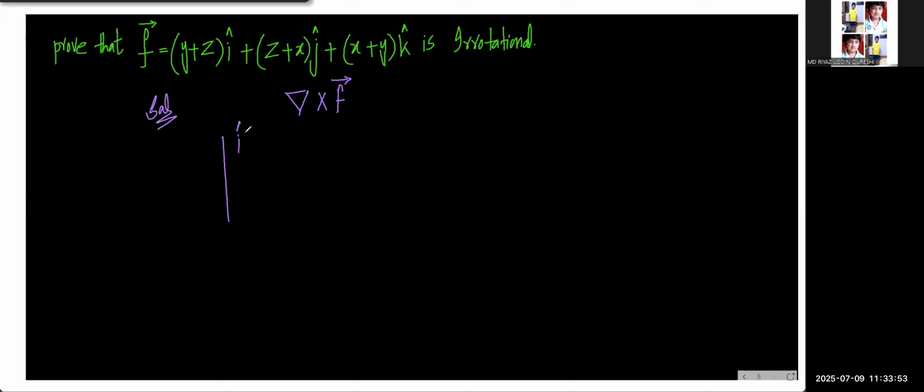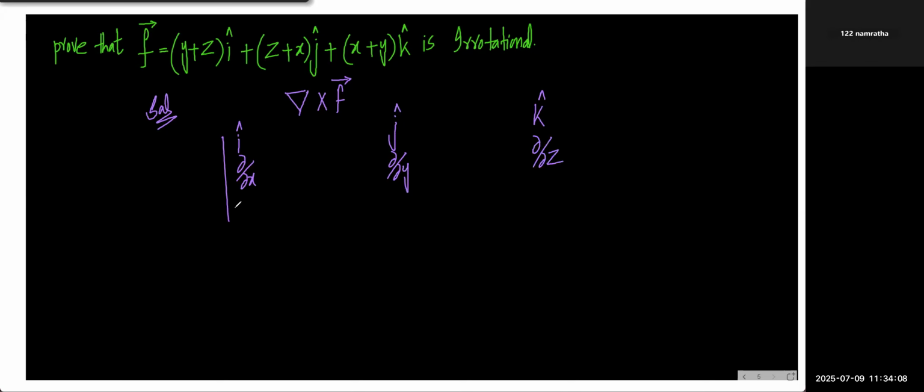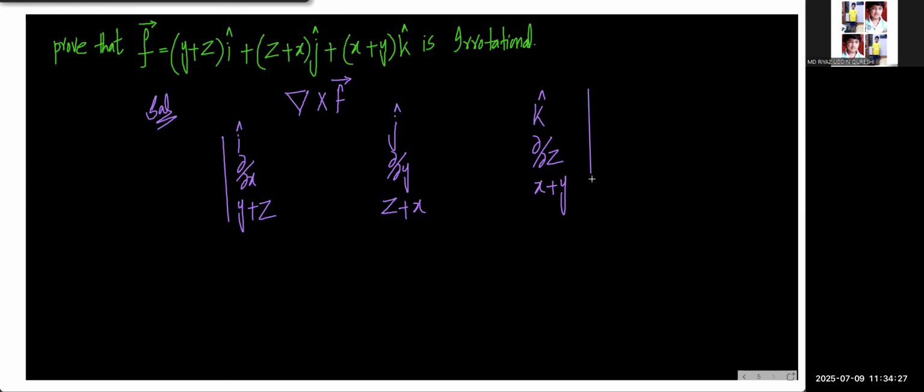i cap, j cap, k cap, then the partial derivatives with respect to x, y, z, and the components y plus z, z plus x, x plus y. That process we know already. We are doing curl here.